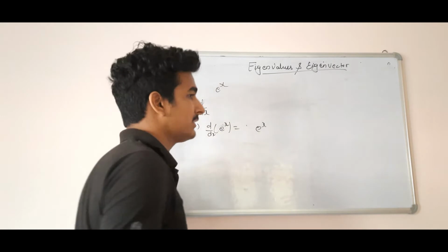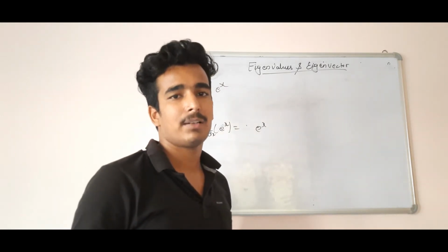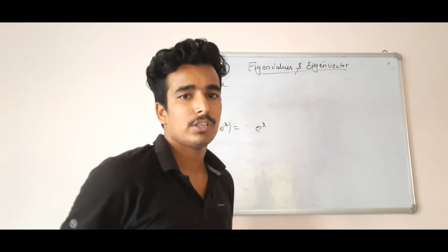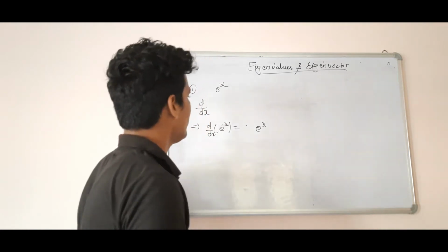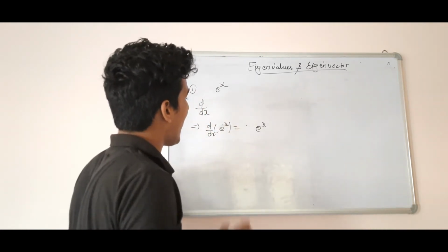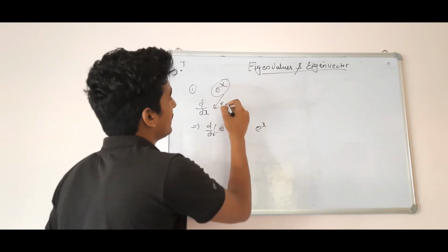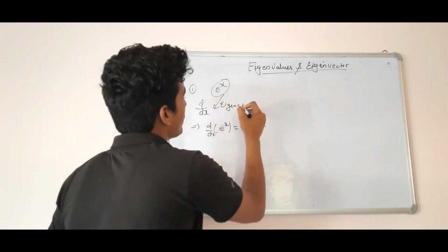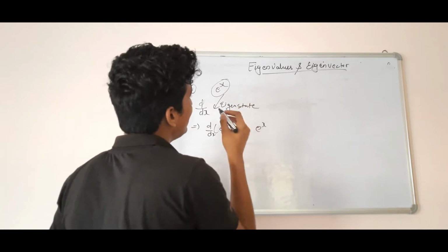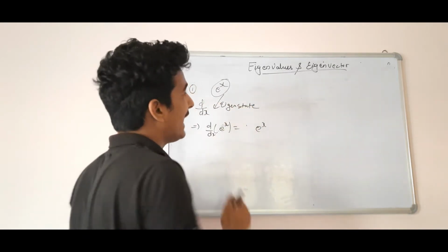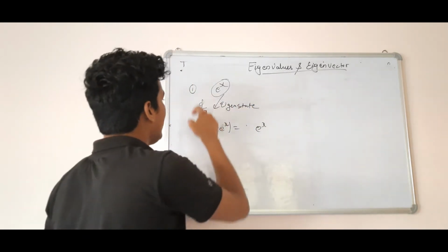Then in the sense of eigenvalues and eigenvectors, basically this is not actually an eigenvalue and eigenvector, but in that sense, I can say that this e to the power x is an eigenstate. It is an eigenstate of the derivative operator, this d/dx operator.